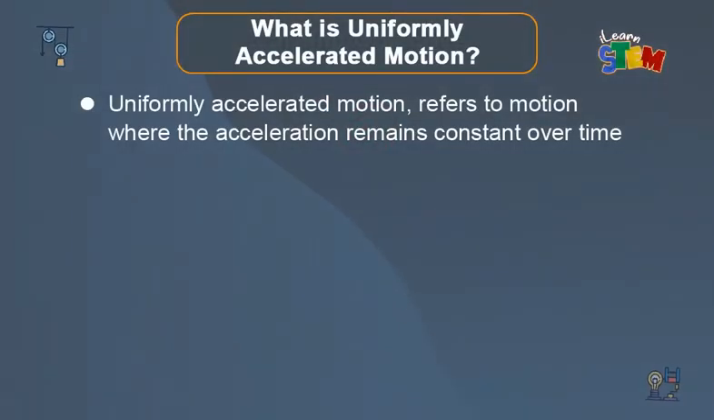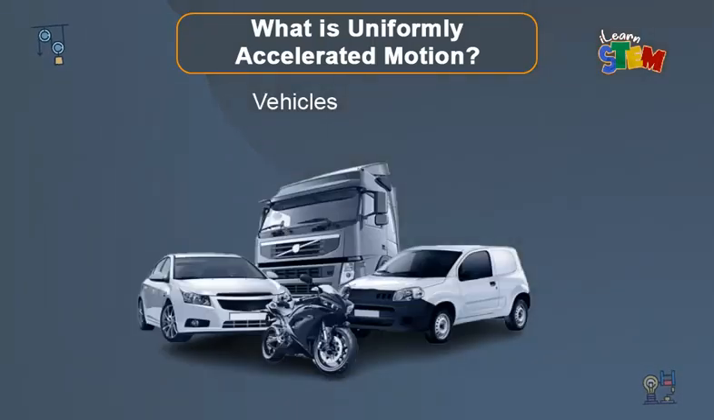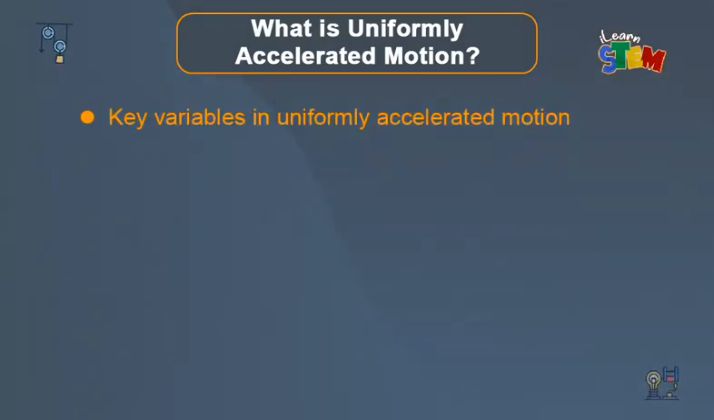Uniformly accelerated motion refers to motion where the acceleration remains constant over time. This type of motion is common in physics problems involving freefall, projectiles, or vehicles accelerating at a steady rate. Key variables in uniformly accelerated motion.